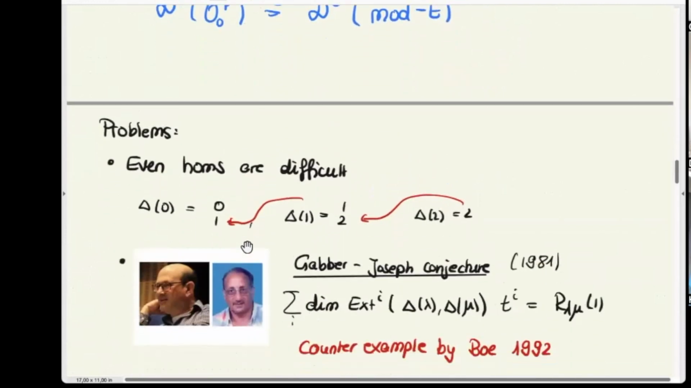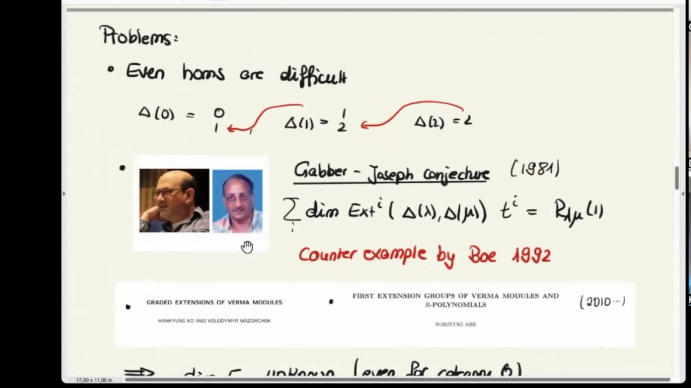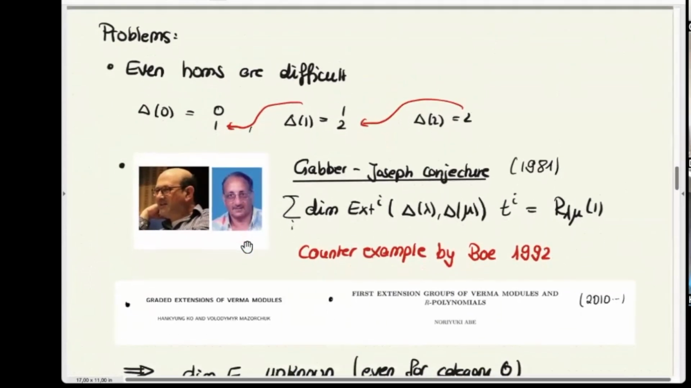So this is positive news, but here are negative things. So when we look at Homs, this is in general pretty difficult. So in this example I drew above, one can explicitly just compute the Homs. Fine. But you see already in this small example, it's not like in normal category O, where Vermas always embed into each other. So it's not embedding, it's something more complicated. And in general, it's totally unknown. We don't know what embeddings or morphisms between Vermas are, parabolic Vermas.